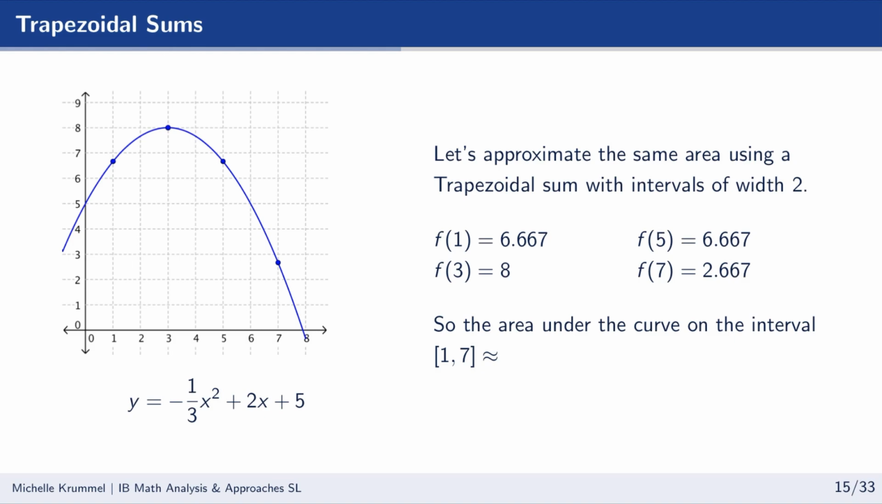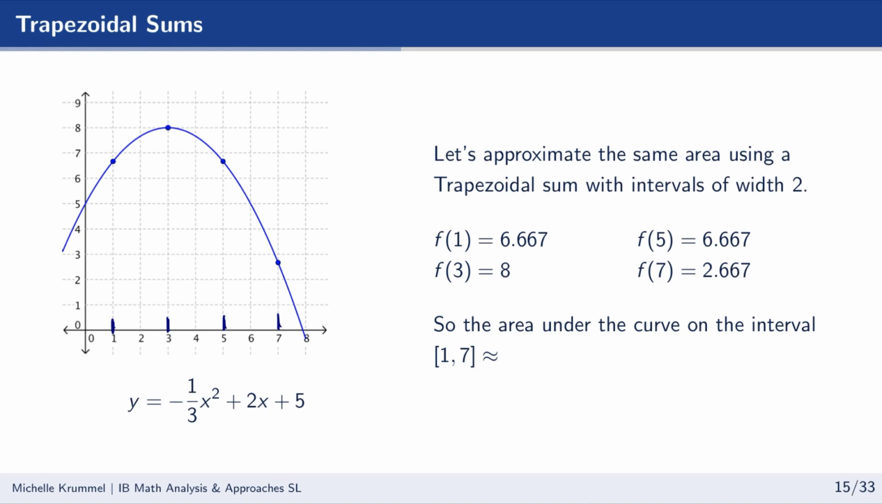We talked about the left Riemann sum, the right Riemann sum, and the midpoint Riemann sum, which all rely on rectangles. For this last technique, we're going to create trapezoids instead. So let's again approximate the area on the interval from 1 to 7. We're going to start out with each subinterval having a width of 2. So we'll go from 1 to 3, 3 to 5, 5 to 7.